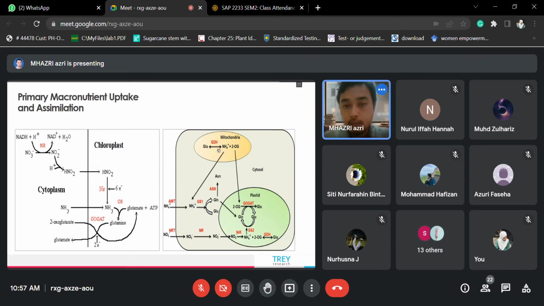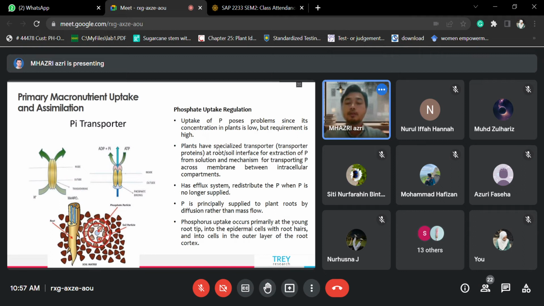Okay, for phosphate, phosphorus is available for plant uptake as orthophosphate. Okay, ataupun phosphate kita panggil. Plants usually face problems taking phosphorus from soil solution into root tissues. Why? Because phosphorus concentration in soil is very low compared to plant root tissues.